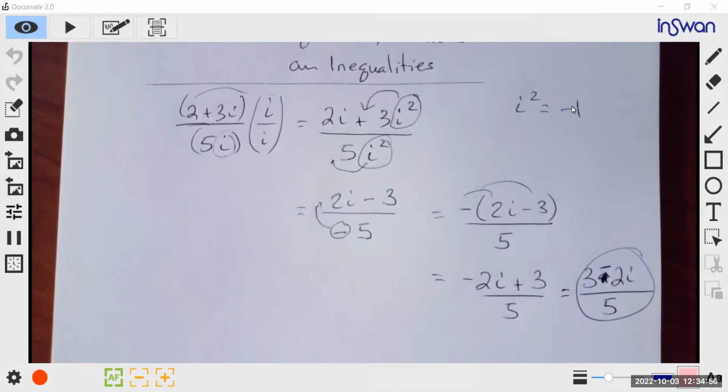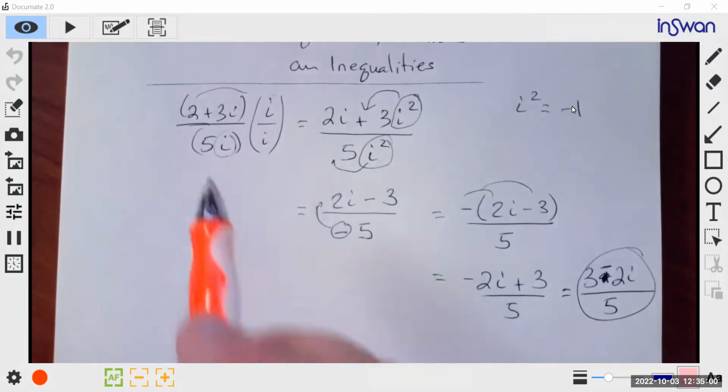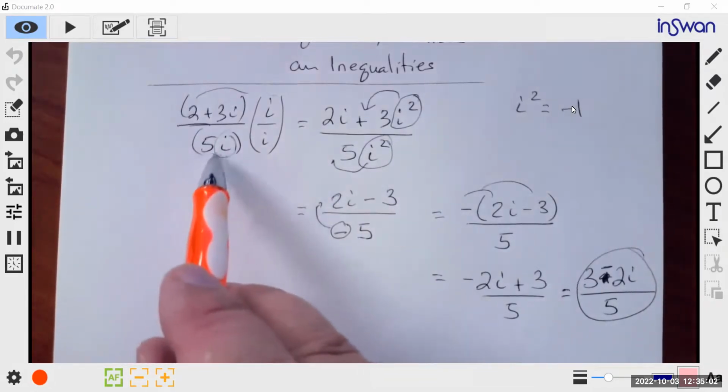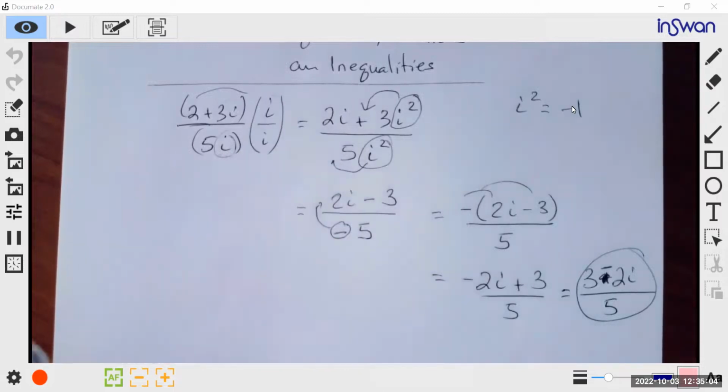So that's what we did. That's one of the things we did last time at the end of class. If you have a single monomial on the bottom that has an I, then multiply top and bottom by I. That'll get rid of the I on the bottom.